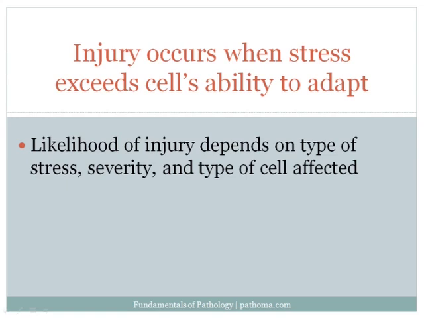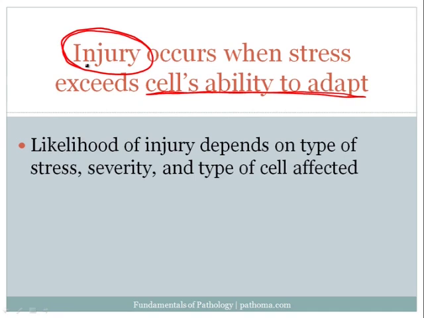Now, it is possible that the stress could be so severe that it exceeds the cell's ability to adapt. Now, why is that important? Because if the stress exceeds the cell's ability to adapt, then rather than undergo a growth adaptation, the cell will actually become injured. And that's really what this section is all about, cell injury. Now, we could ask a simple question here: what determines whether the cells of an organ are going to adapt or they're going to become injured?